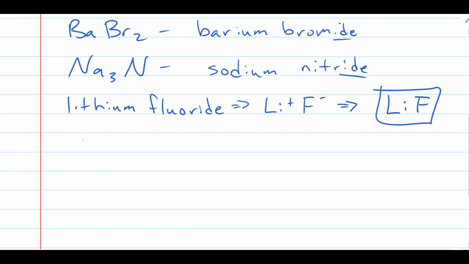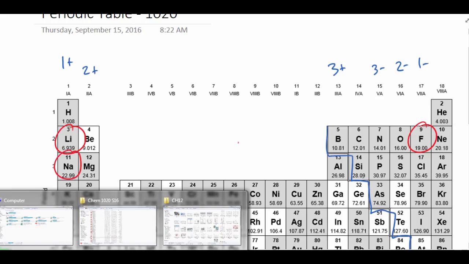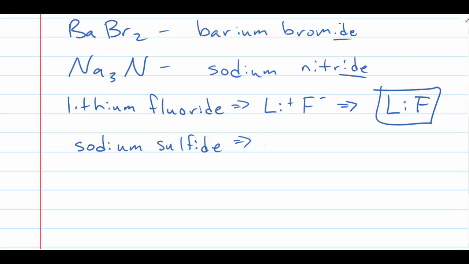If we then looked at something like sodium sulfide, we look these up on the periodic table. Well, we're looking them up today. You're going to have them memorized. But sodium sits here. Its charge is 1 positive. Sulfide is going to be 2 negative. So again, we come back here. We have Na with a positive charge. Sulfide is S with a 2 negative charge.